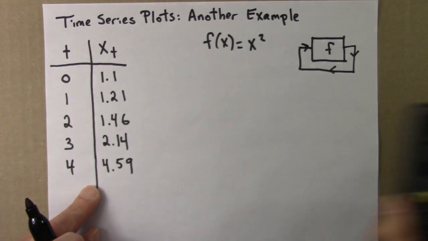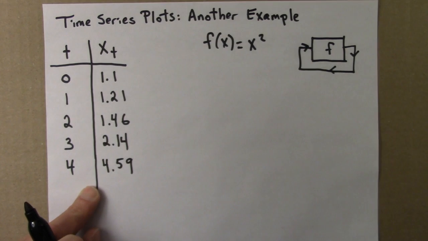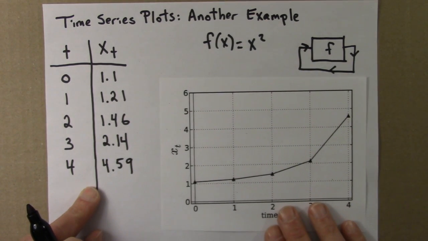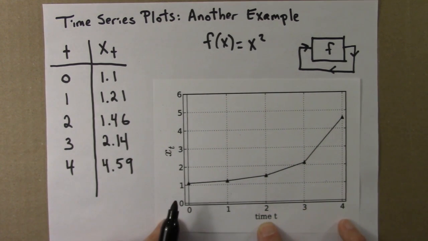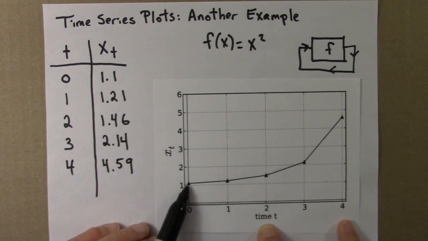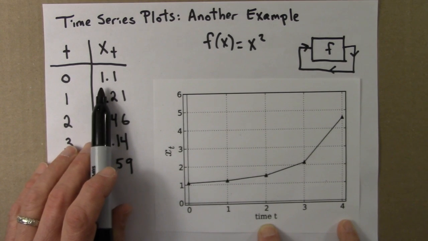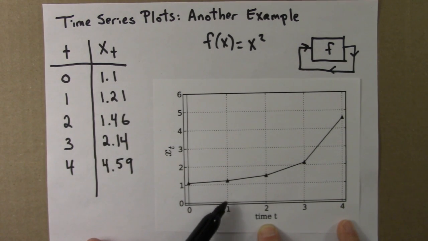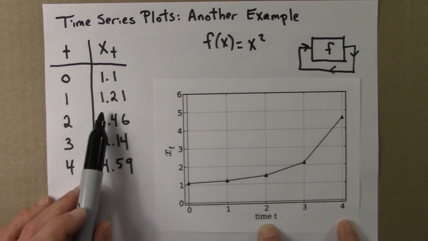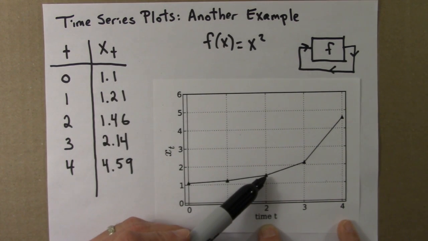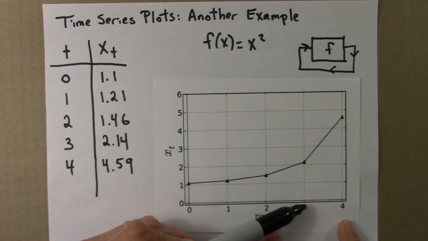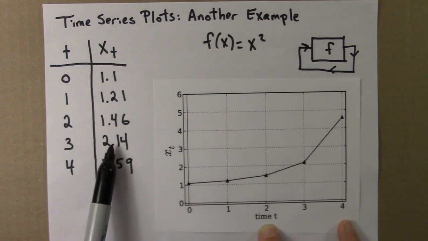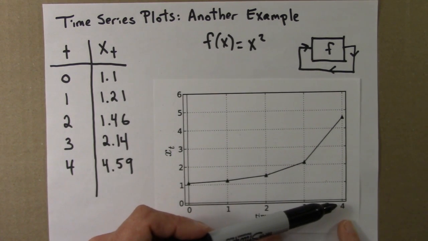Let's make a time series plot. So if we do that, here's what it looks like. Again, I use a computer to make one a little nicer than I could draw by hand. So time is down here on the horizontal axis. When time is 0, the time series value is a little more than 1. That's right, we started at 1.1. At time 1, the first iterate, it grows a little bit, 1.21. At time 2, it's about 1.5, yep, 1.46. At time 3, it's a little bit larger than 2. And then at time 4, it's about 4.5.